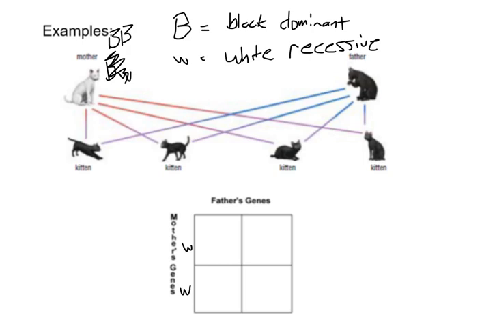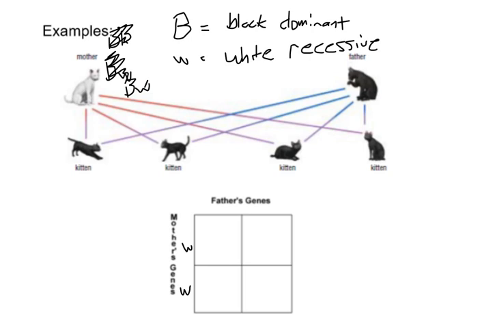There's some possibilities. It could be black, black. Well, she'd have a black coat. It could be black, white. She'd still have a black coat. The only way it works for mom is if she had 2 white genes. That's the only way this coat could be white, right?